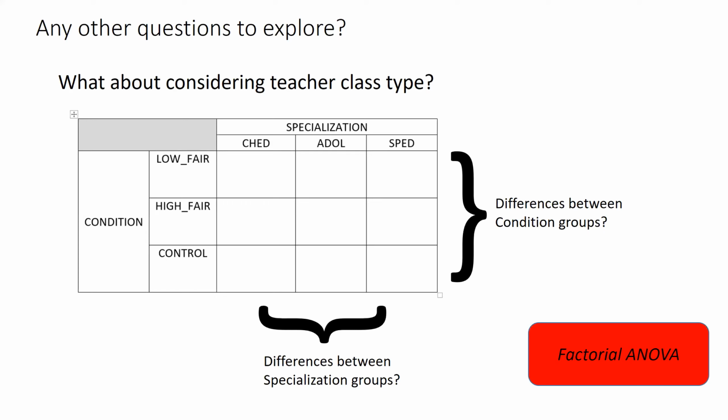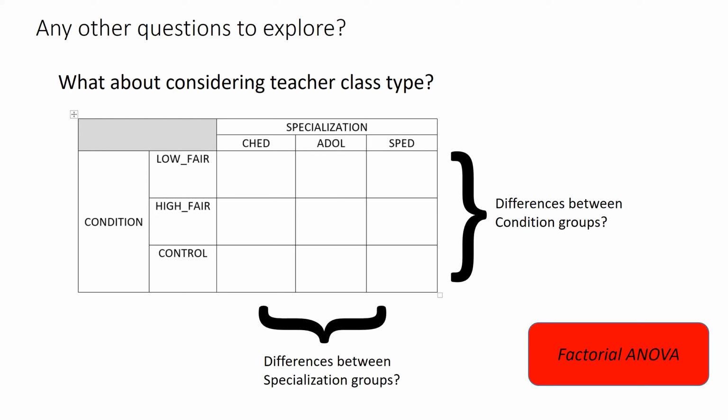So it's factorial in that there are multiple factors, independent variables, that are analyzed with a single analysis of variance. And this factorial ANOVA answers two questions, plus one I will go into in a minute. But the first two questions it answers are, are there differences between condition groups? Are there mean differences in the dependent variable related to what treatment condition the participants are in? And are there mean differences among the specialization groups on the dependent variable related to the specialization?